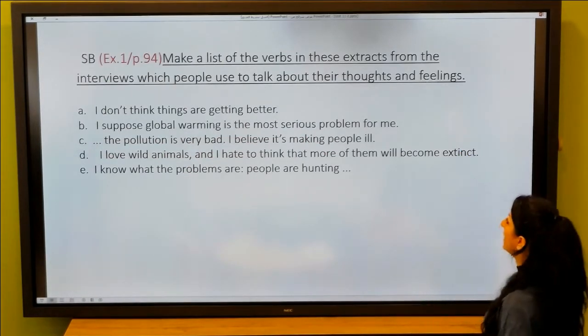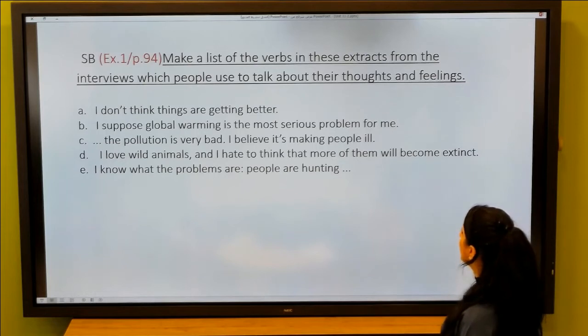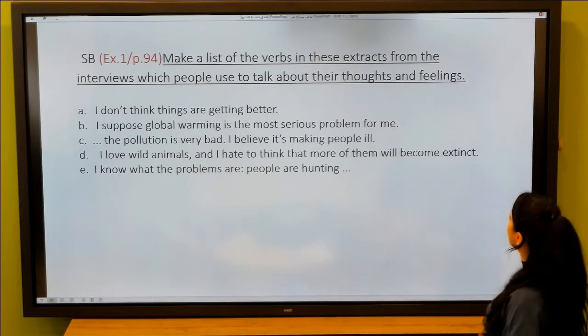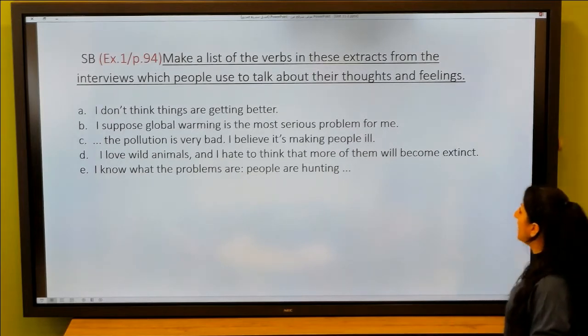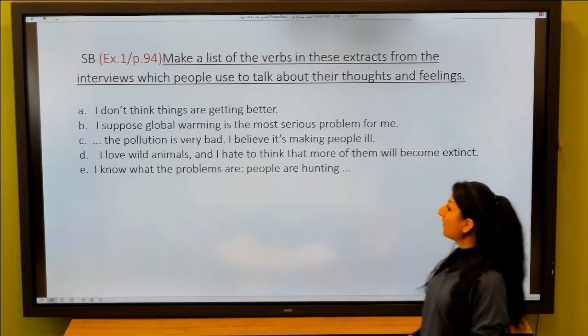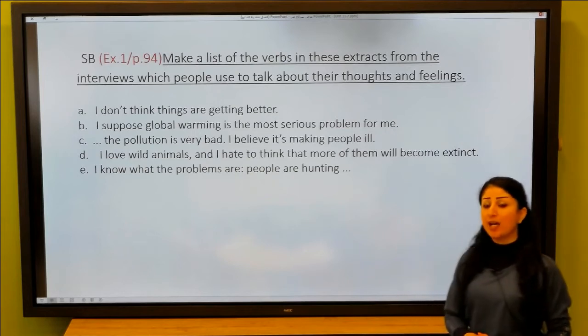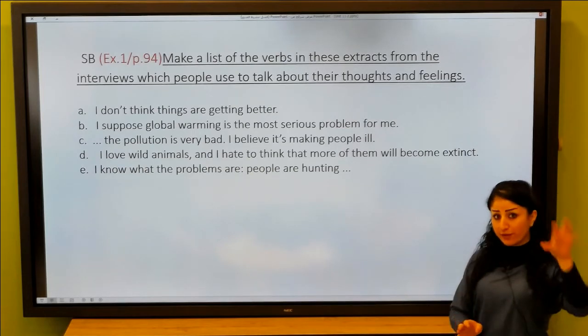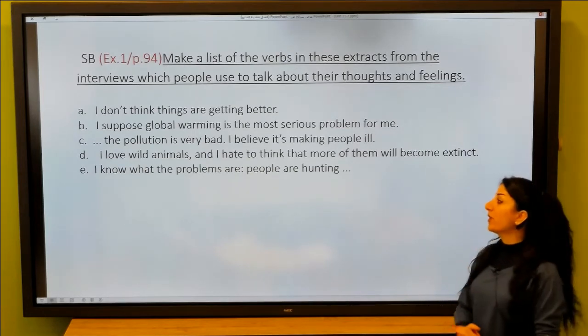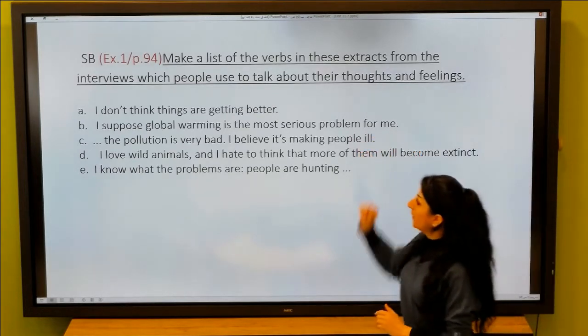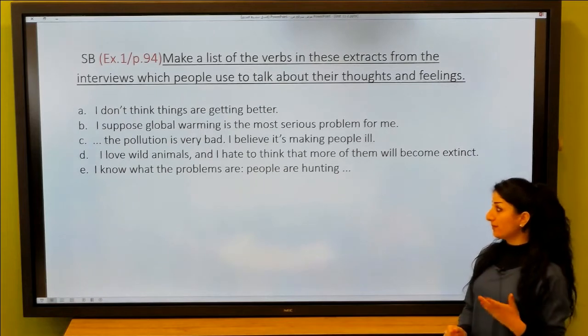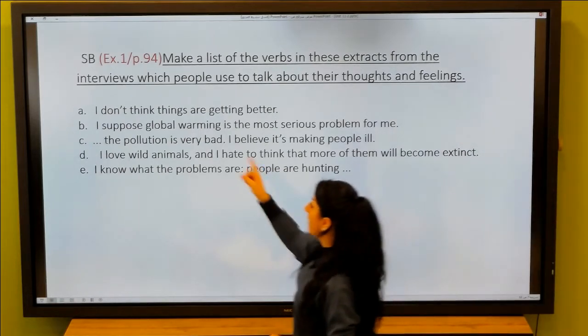We have an exercise. Make a list of the verbs in these extracts from the interviews which people use to talk about their thoughts and feelings. We have 5 examples, and I want to make 2 lists, feelings and thoughts, and I will order these verbs that I will read now.